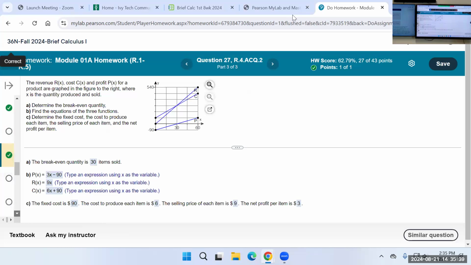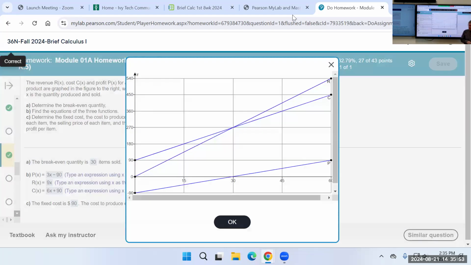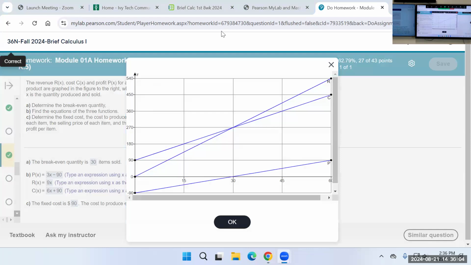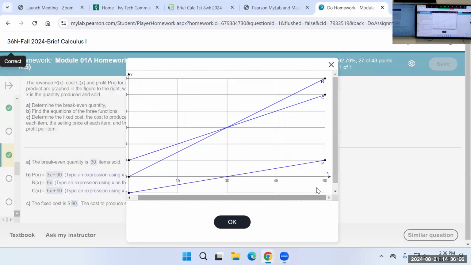Here is an example where they give us a graph, and we have to find it from the graph. So we have R of x, C of x, P of x. How do you do this? Well, you look at the graph. Luckily, the graphs are straight lines. I was able to do this just because it was a straight line, but because it's a straight line, hopefully, in some way I can show that.